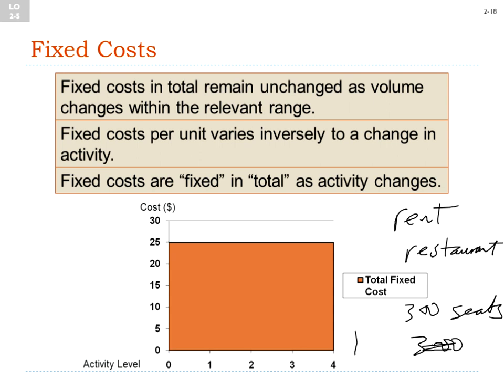And this is demonstrated in the graph here. So in this case, this fixed cost, let's say it's rent, let's say it's $25,000. It doesn't matter if you had 1 customer, 2 customers, 3 customers, 4 customers, whatever. It's still going to be $25,000. So again, fixed cost means that within the relevant range, the costs are not going to go up or down according to the volume of business that you do.